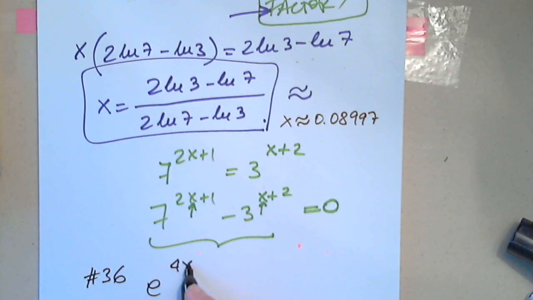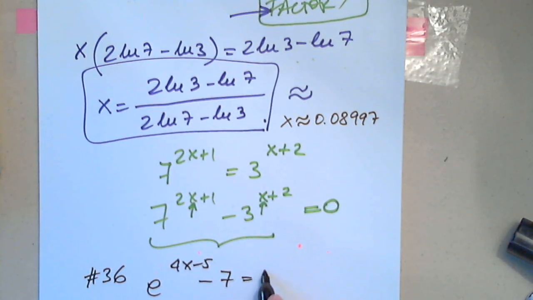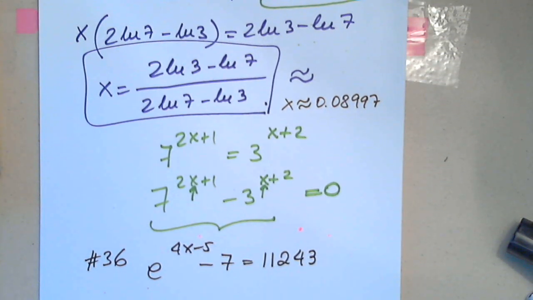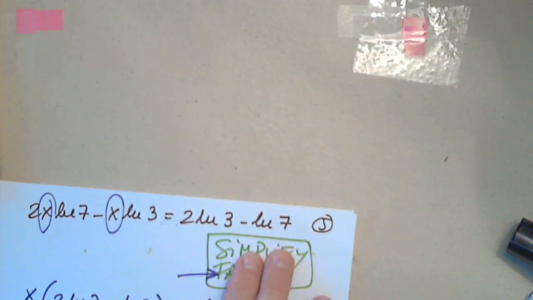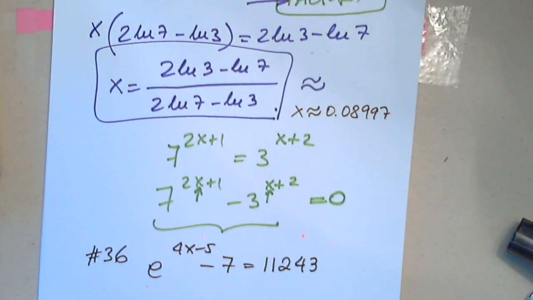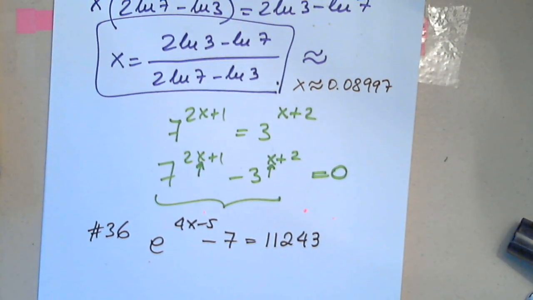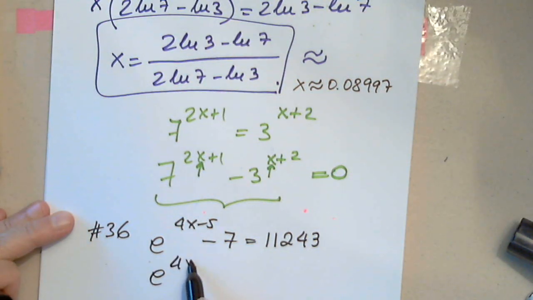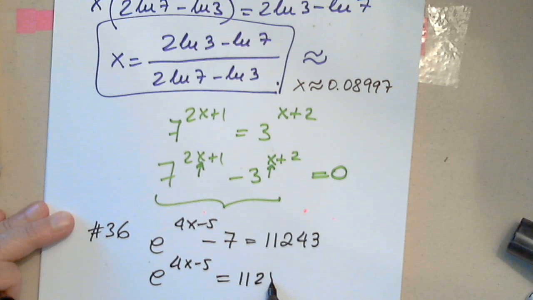36: e to 4x minus 5, minus 7 equals 11,243. What do you think we need to do here first? Remember, always the two key words. What should we do? Move the 7 over? Of course. So e to 4x minus 5 equals 11,250. That 7 is in the way.